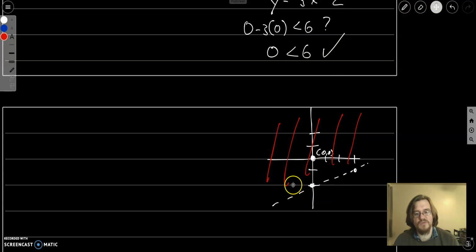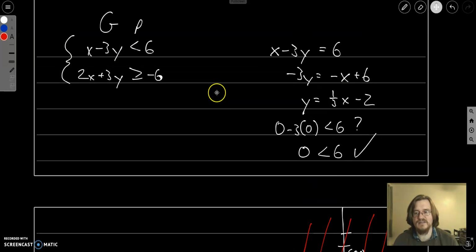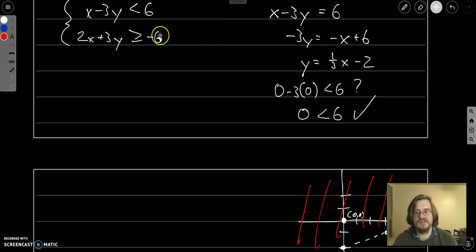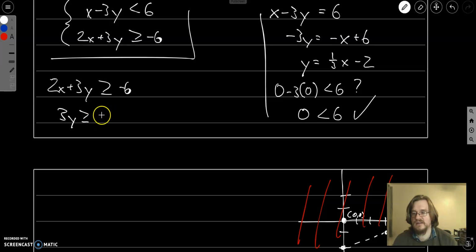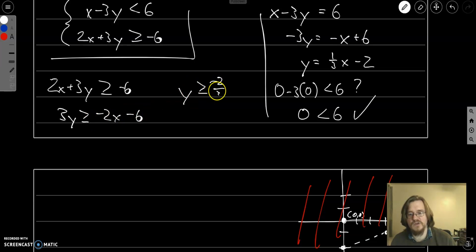Cool. But we've only graphed one line here, and we have two inequalities. So let's do this other inequality. We've got 2x plus 3y is greater than or equal to negative 6. So solving this for y, I can move the 2x to the other side. I have to subtract 2x from both sides, so this is minus 2x minus 6. And now I can divide both sides by 3 to get that y is greater than or equal to negative 2 over 3 x minus 2.